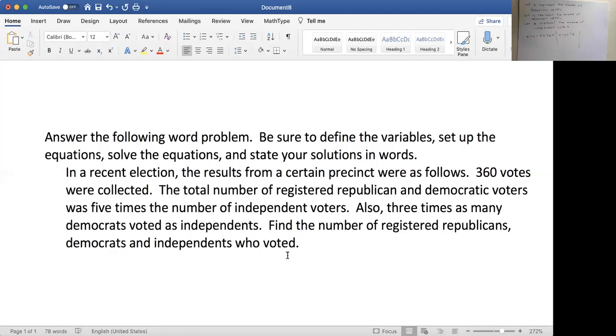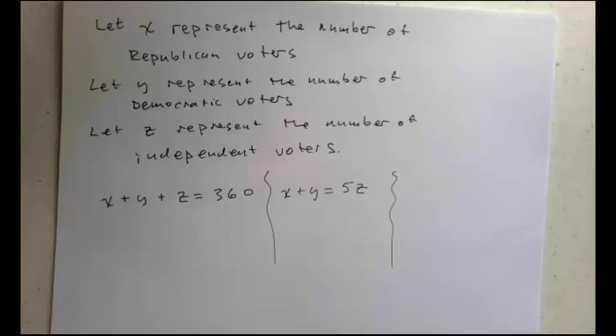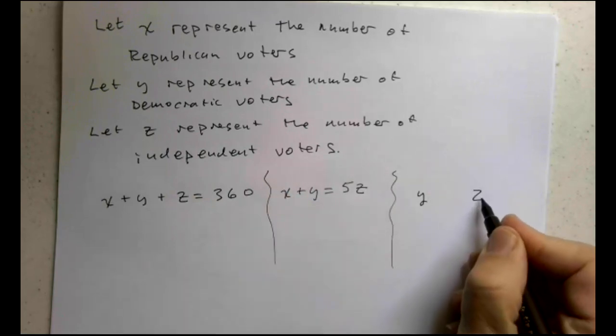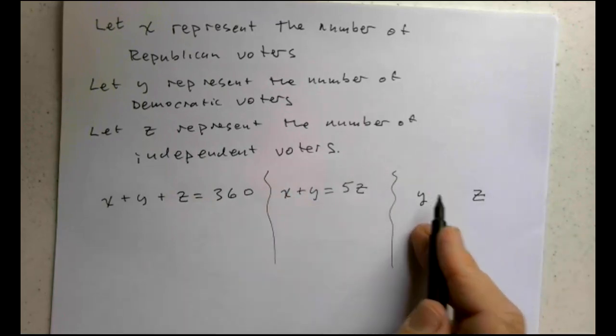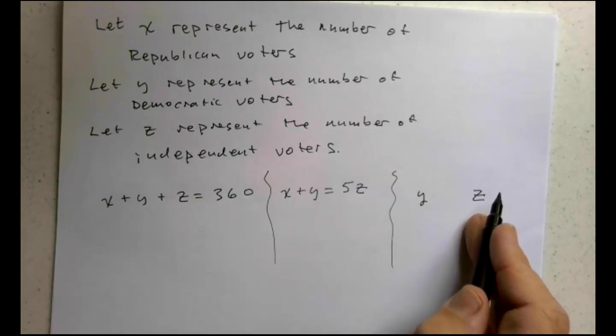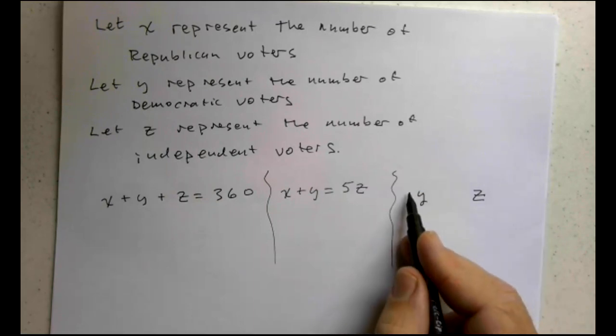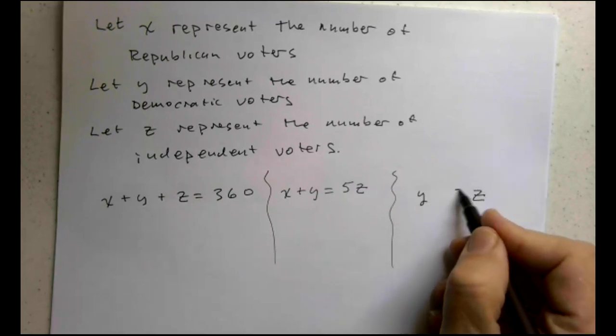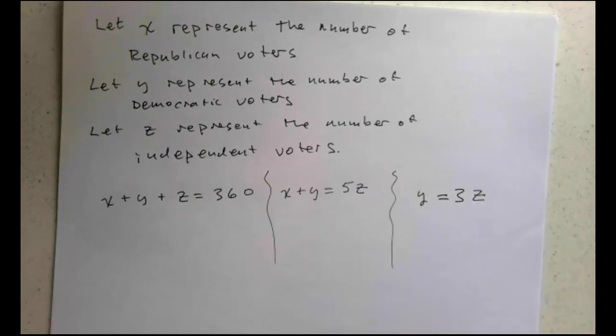And the way to think about this is there are more Democrats, and it's 3 times as many. So if there's more Democrats, the smaller number is independents, the larger number is Democrats. So Democrats is Y, independents is Z. There's more Democrats. The Y number has got to be bigger than Z, the number of independents, by a factor of 3. So again, the larger number is 3 times the smaller number. This is what we need.